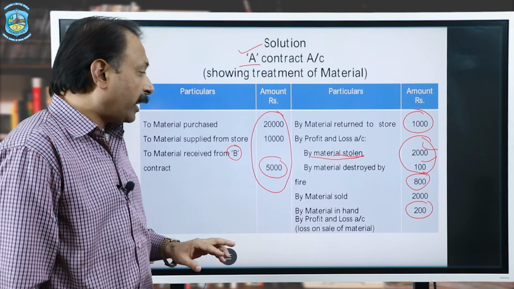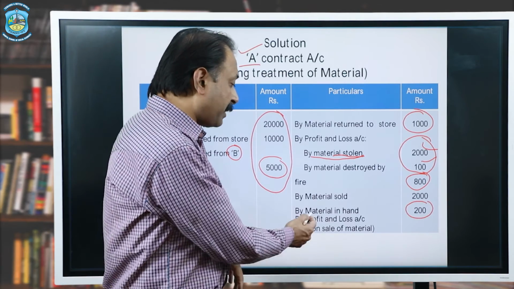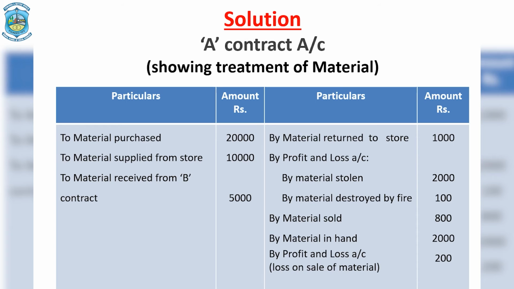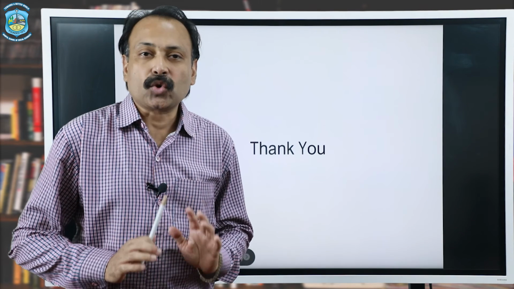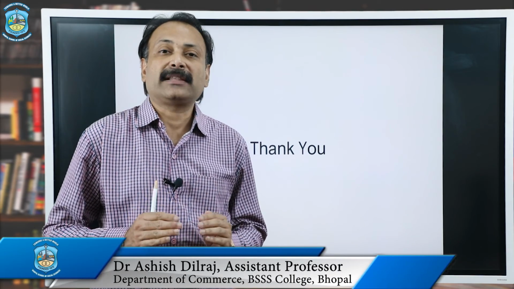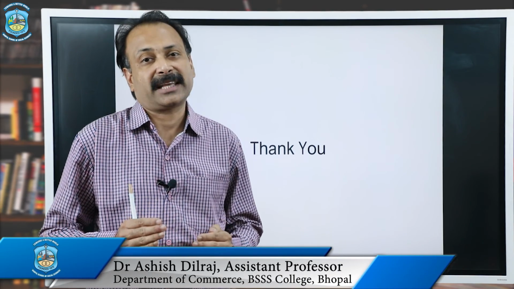Then closing value of material is given by material in hand. That is the closing stock, that is 2,000. This is with us. So this is the way in which we deal with material on a particular contract. This is not the complete question, that is a part: how to deal with material. In this question, we solved only how to deal with material. So that is all for today's module. We know how to solve practical questions on contract costing. Thank you everyone.